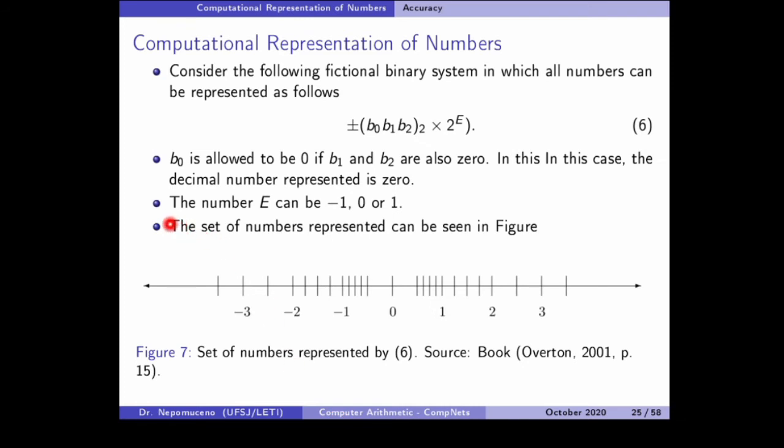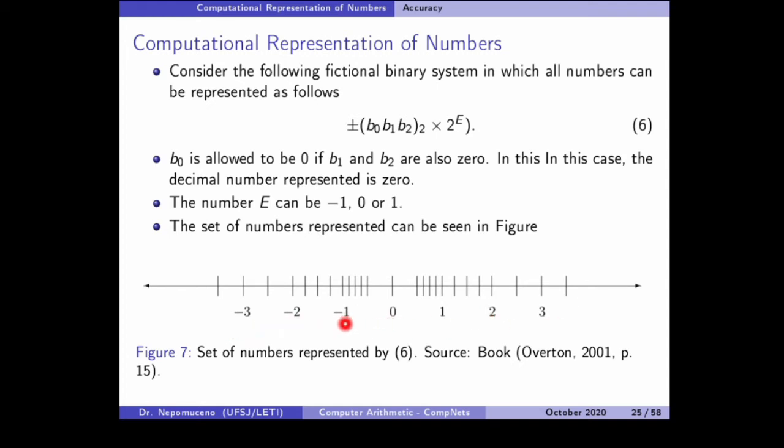Consider the following fictional binary system in which all numbers can be represented as values. So this is a sort of toy representation, with just three bits for the mantissa, and the exponent can be just minus 1, 0, and 1. The set of numbers represented can be seen in the following figure. This figure has been adapted from the book of Erivelton. It's quite useful to see what's going on here. If you have just 3 bits and the exponent can be just minus 1, 0 and 1, you can have just these numbers represented in this line.